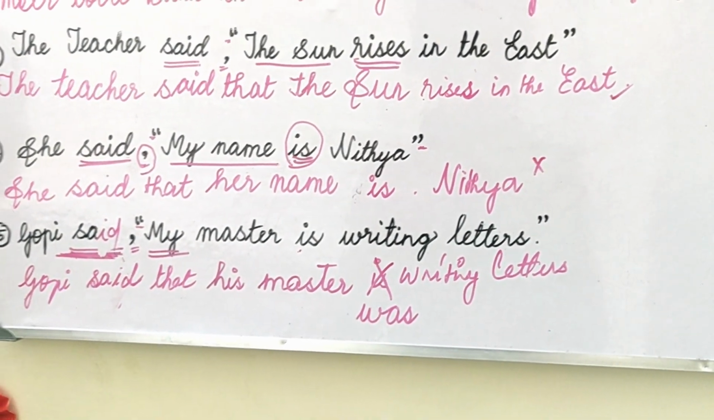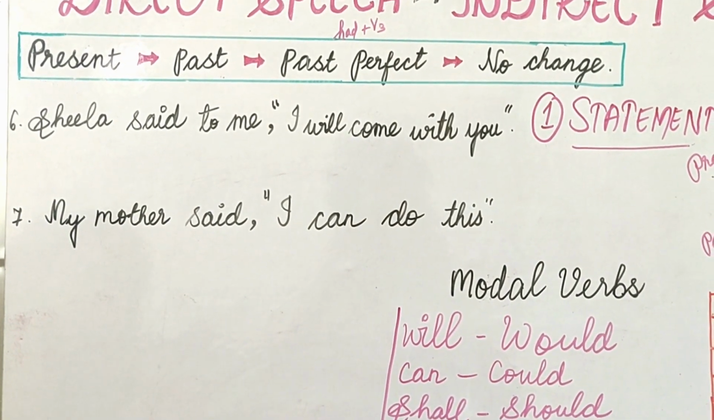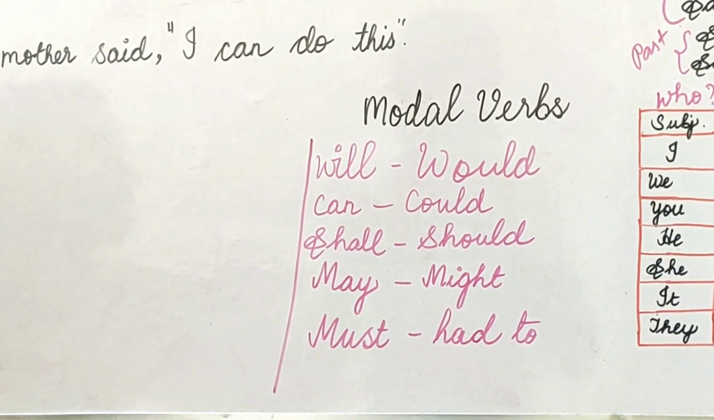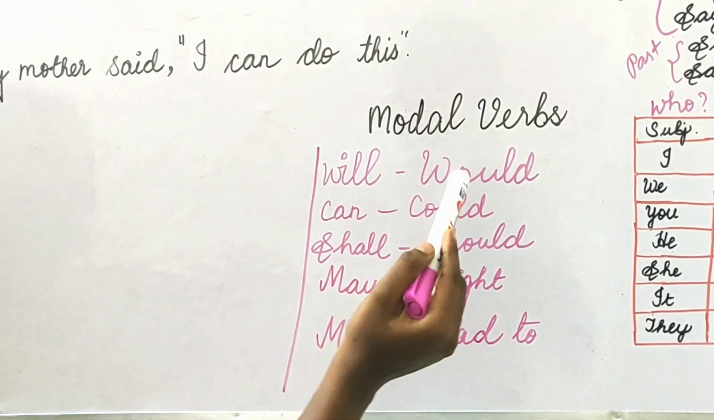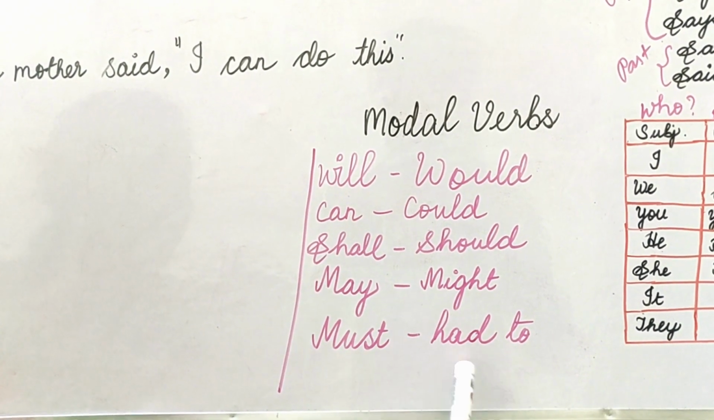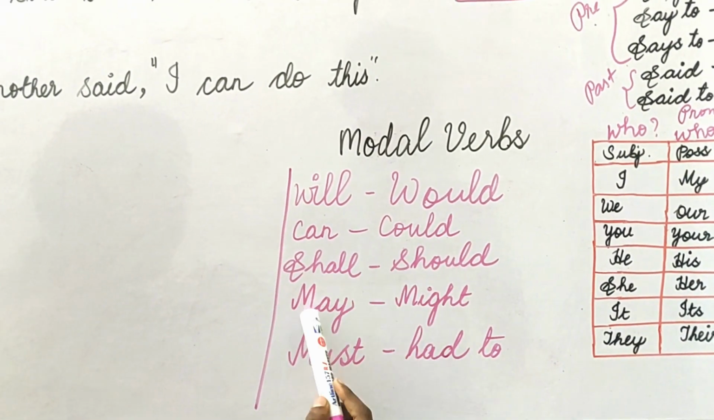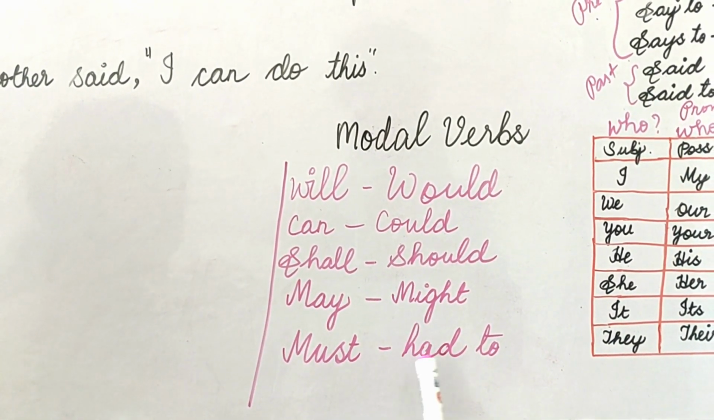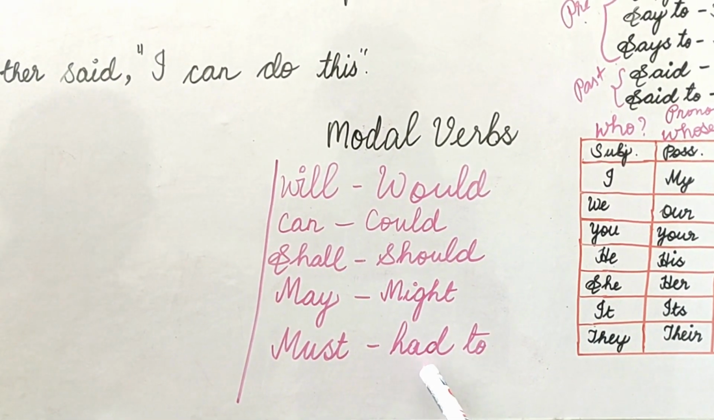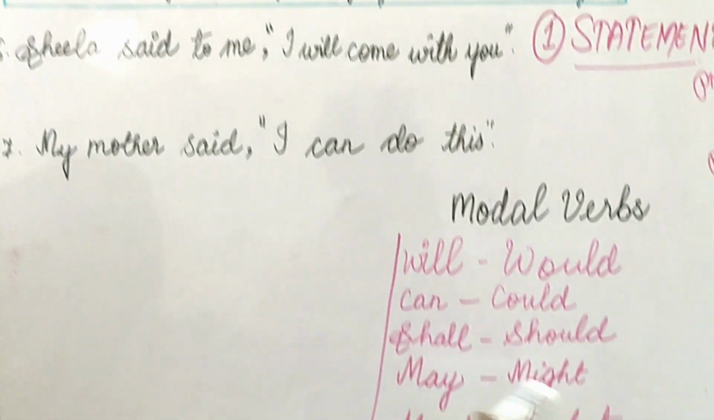Now I hope you have understood this. And the sixth example, I have got a different thing for you here, that is modal verbs. You might have learnt about these modal verbs, isn't it? Modal verbs are used to express the mood of the speaker. So how do these modal verbs change in indirect speech? Will is changed to would, can to could, shall to should, may to might, and must to had to. So remember, these are present, and these are the past tense. We have already seen present tense will be changed to past tense, so it's a general thing only.